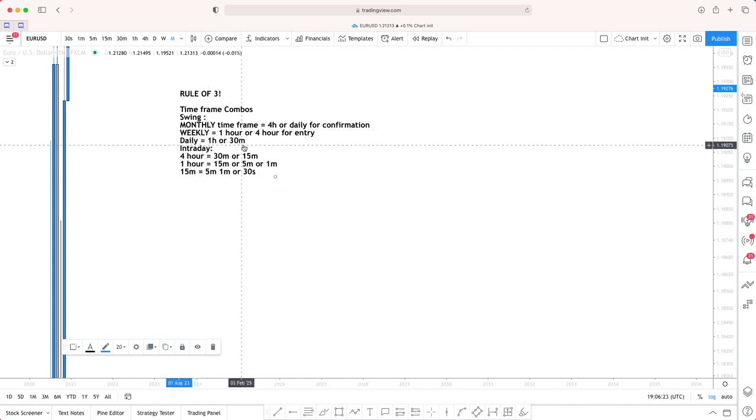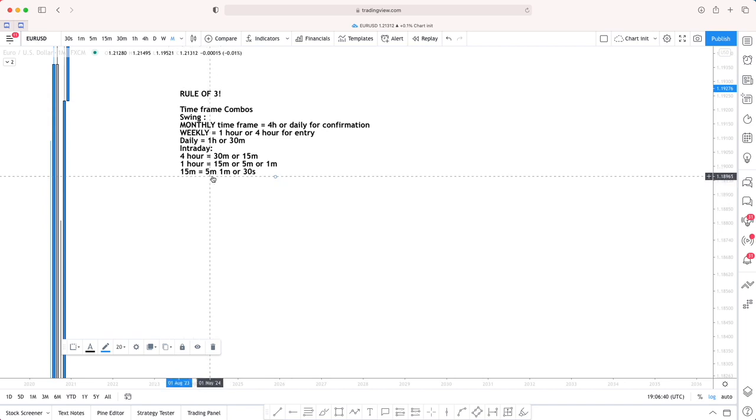For intraday, you're going to use a 4 hour, and you're going to use a 30 or 15 minute for confirmation. 1 hour, you're going to use a 15, 5, or 1. And for 15 minute, you're going to use 5 minute, 1 minute, or 30 second. 5 minute may not work sometimes for the 15 minutes.